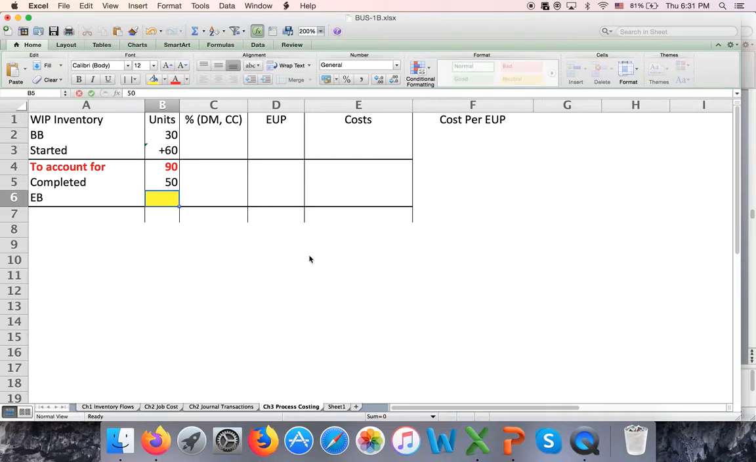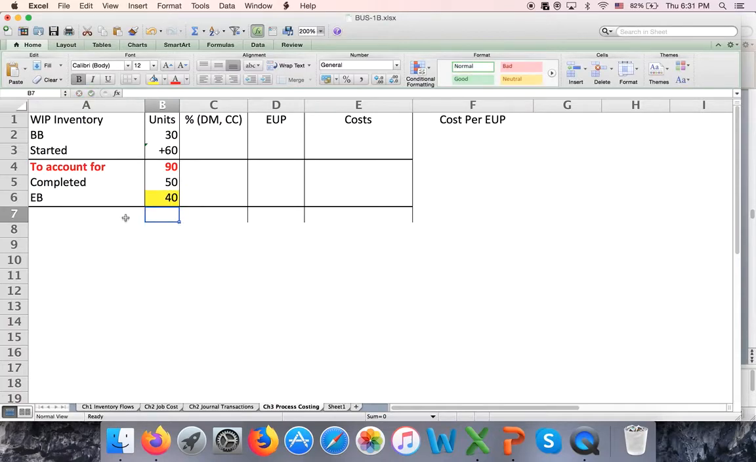I'm making it up. I'll say 50. So engine balance you have to figure out, right? But engine balance would be 90 minus 50. So you had 30 plus, you started 60, together 90, out of them 50 are complete. So how many is incomplete, or engine balance? Of course it would be 40, right?